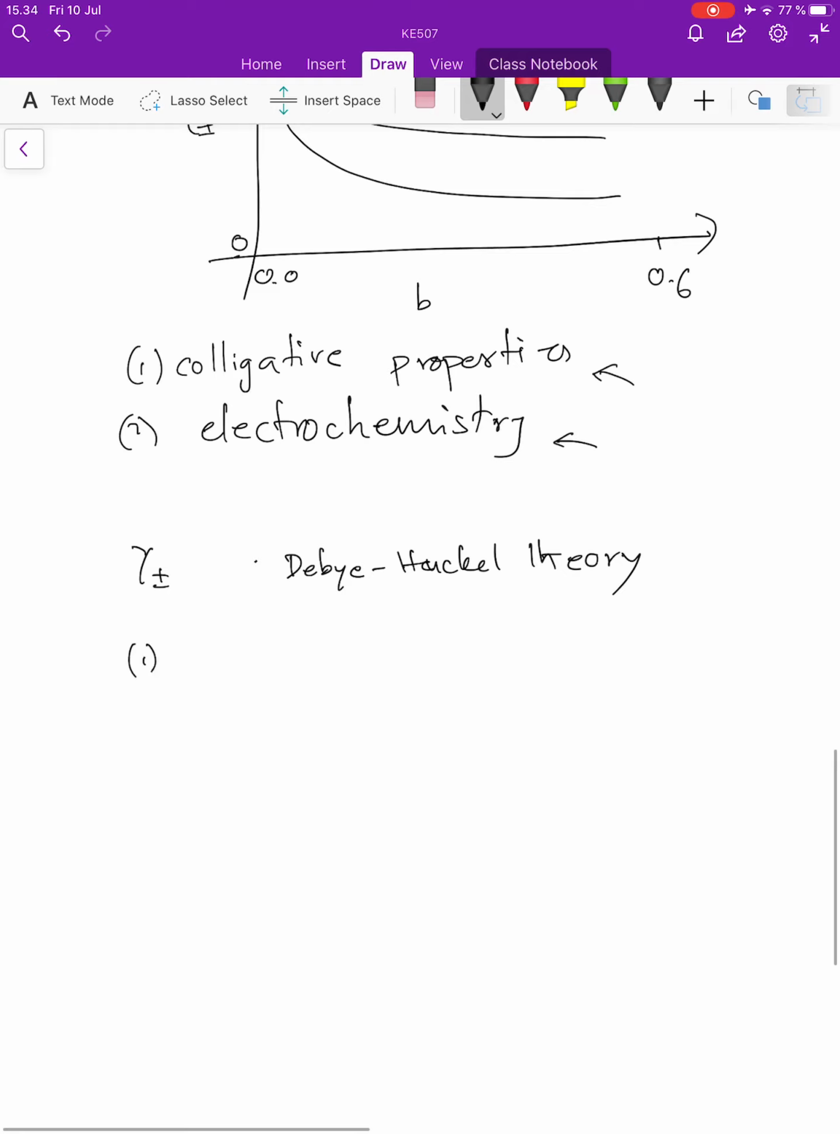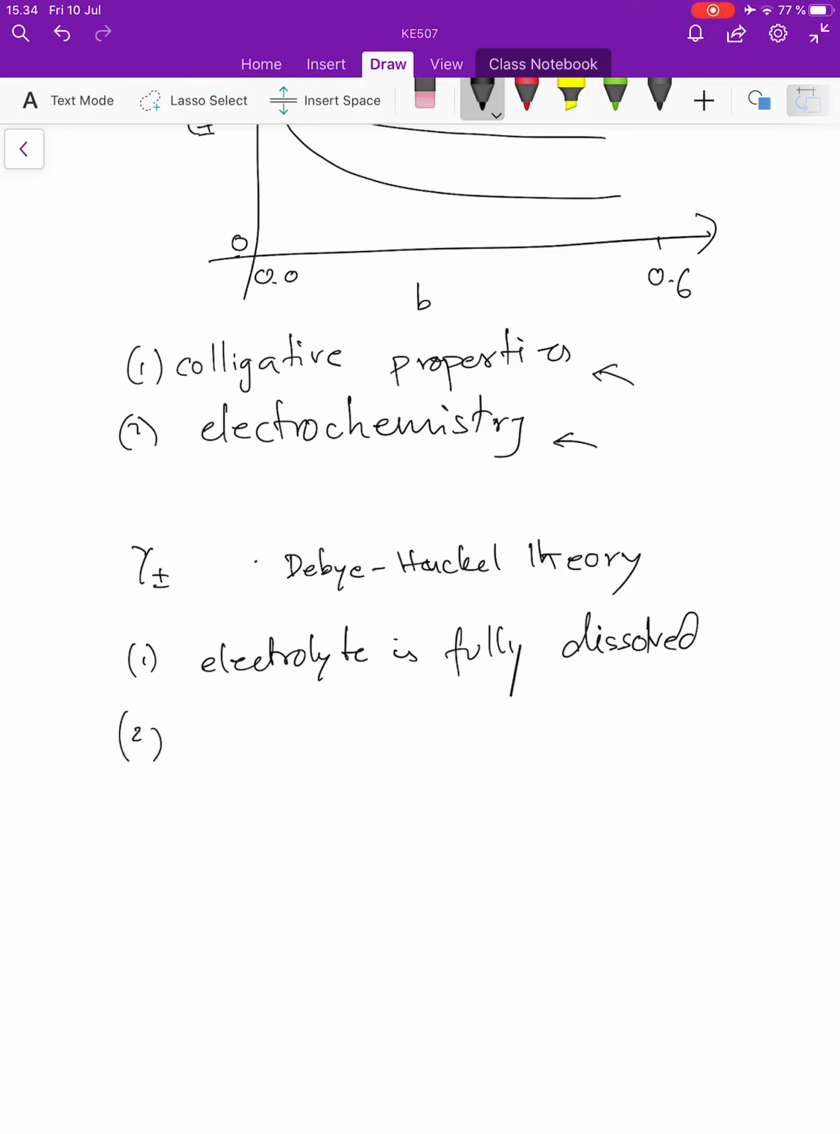It makes the following assumptions. First, that the electrolyte is fully dissolved in water. Second, it's a dilute solution, so usually it applies to molalities of less than 0.01 moles per kg.